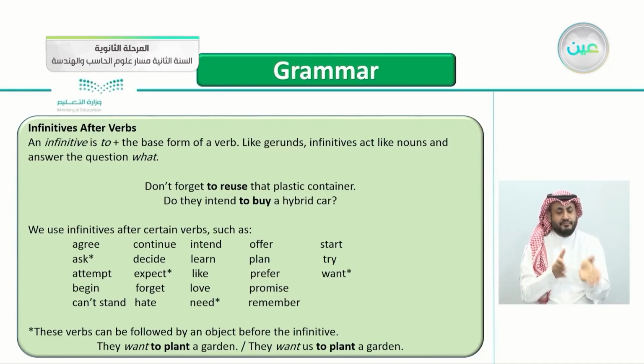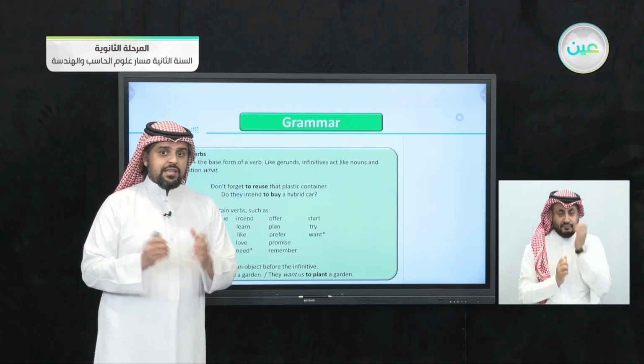Jumping to the infinitives after verbs. So we finished the gerunds that come after the verbs that we just mentioned. Let's jump to the infinitives after verbs. An infinitive is to plus the base form of a verb. If you remember the infinitive that we took in previous lessons, the infinitive is to plus the base form of the verb. Like gerunds, infinitives act like nouns and answer the question what. So infinitives after verbs are just like gerunds.